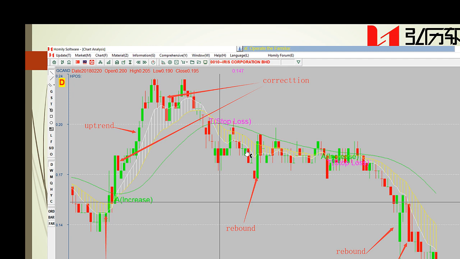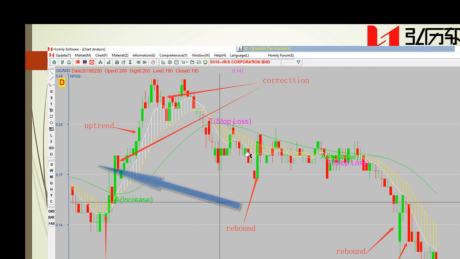So here is still a rebound, but when it crosses upward through the white line and yellow line, it turns to an uptrend. And especially when it can cross upward through the green line, it means it is definitely an uptrend. After that we can see the band is getting wider, right? Here it enlarges, so it means the trend is developing. So here we can follow the trend.